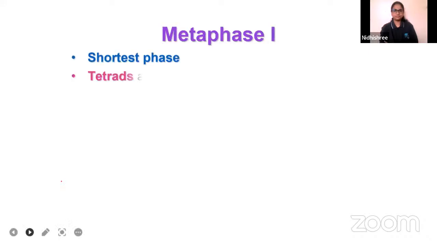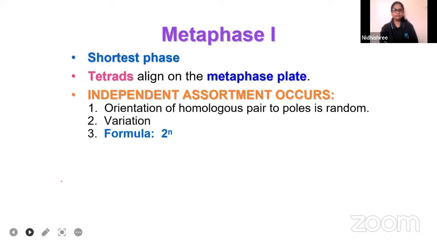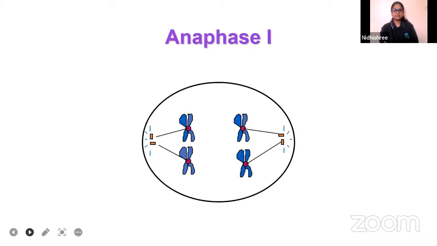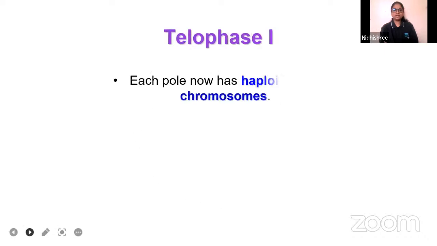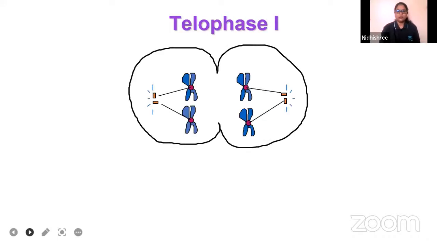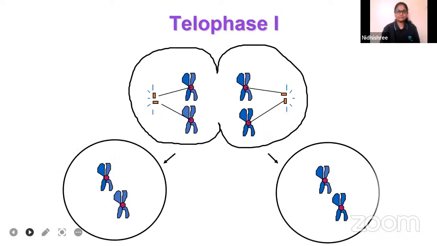Metaphase 1, this is it, right? In anaphase 1, what happens? Homologous chromosomes separate and move towards the poles. Sister chromatids remain attached at the centromere. Next, this is anaphase 1. Telophase 1, they will move to the poles and cytokinesis occurs. 2 haploid daughter cells are formed. Okay, this is telophase.